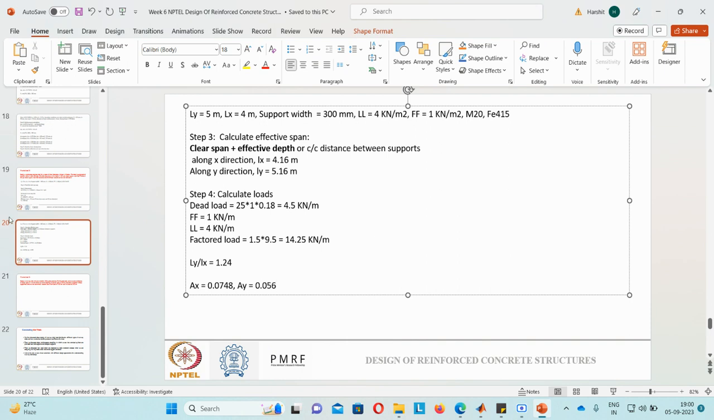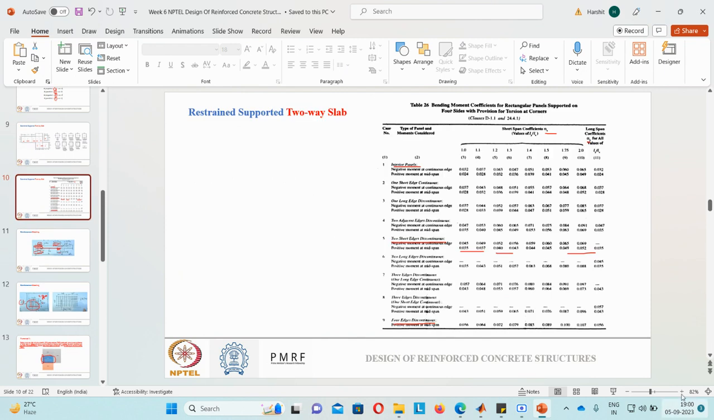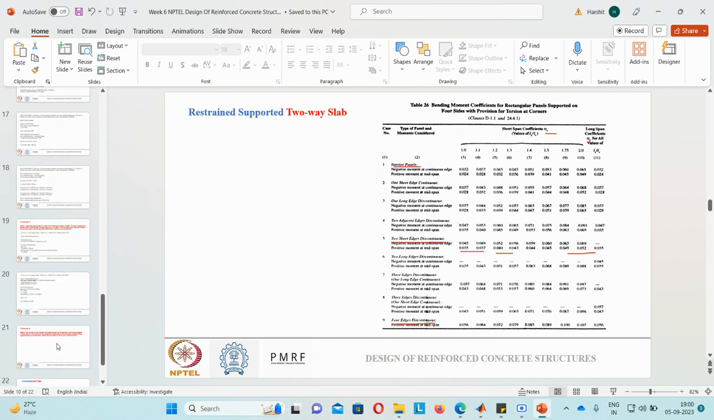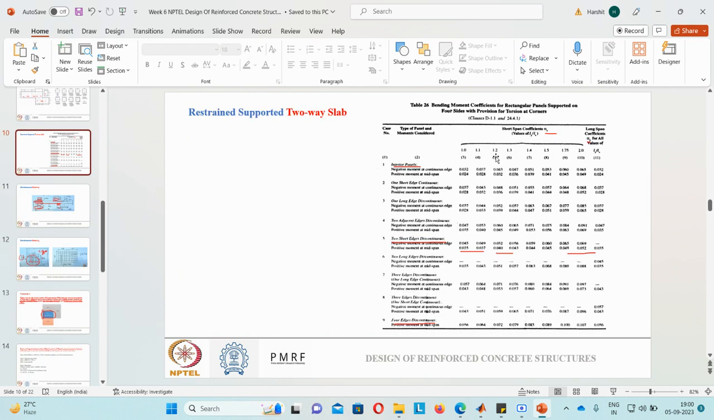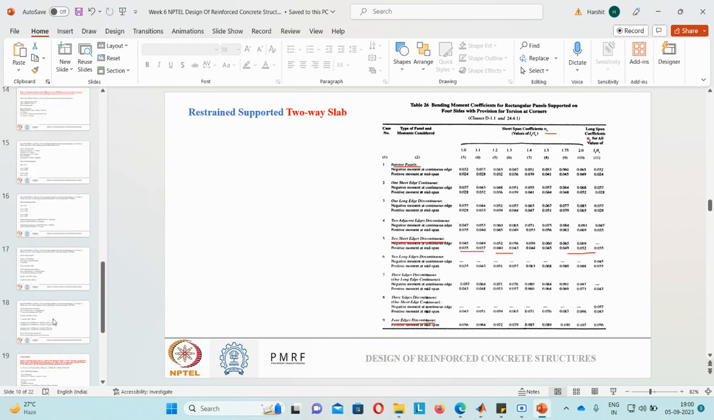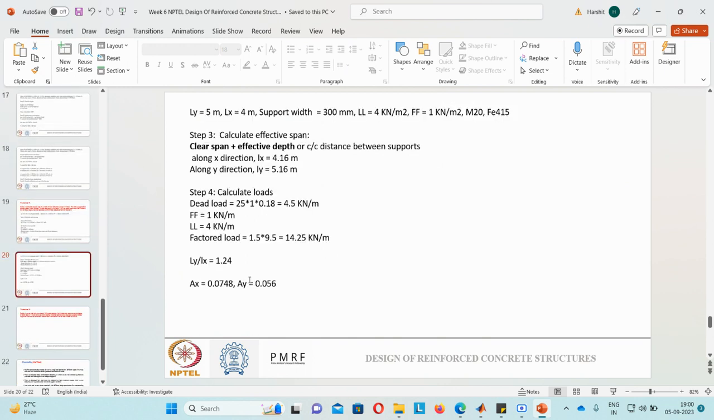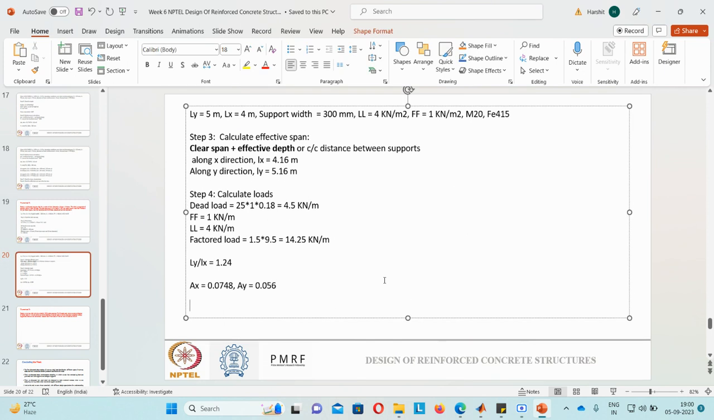You can see here in the table. My alpha y value is the same for all Lx and Ly, and for alpha x value, so 1.54, I will do interpolation and I will get the value. For 1.24, I will do interpolation between these two values, 0.072 and 0.079. When you do the interpolation, you will get this value, 0.0748.